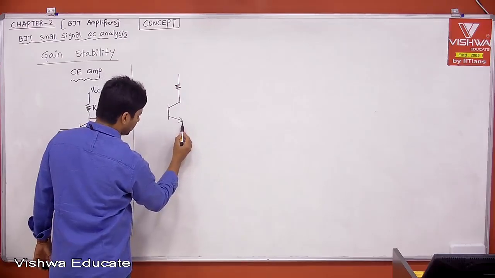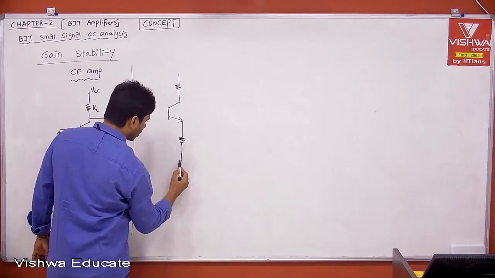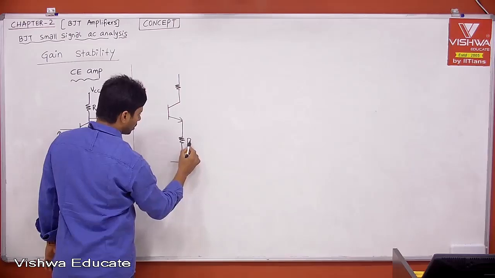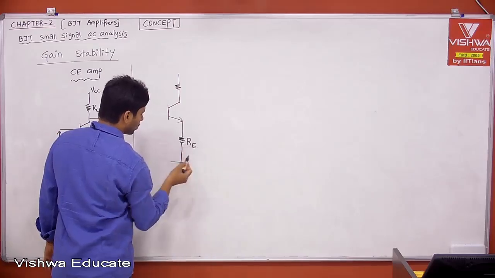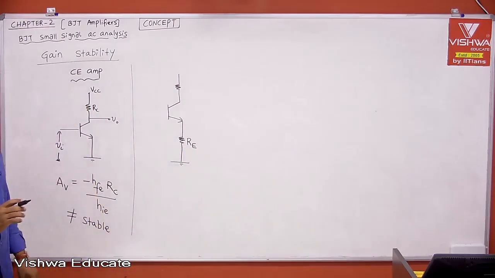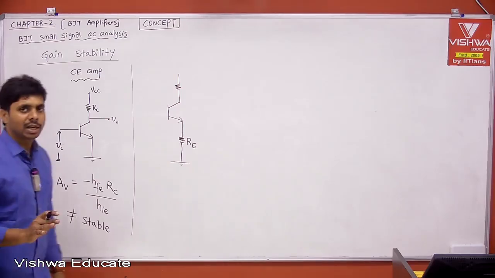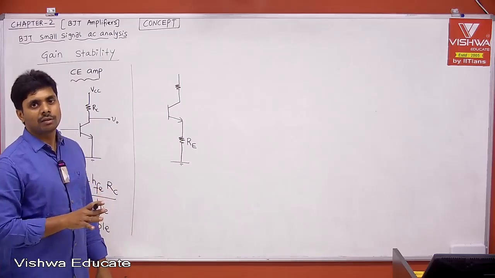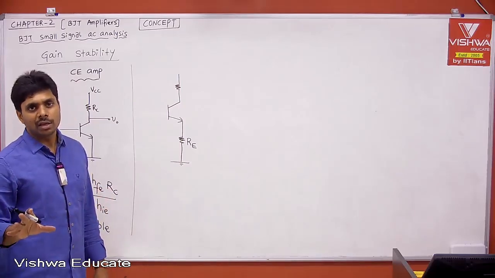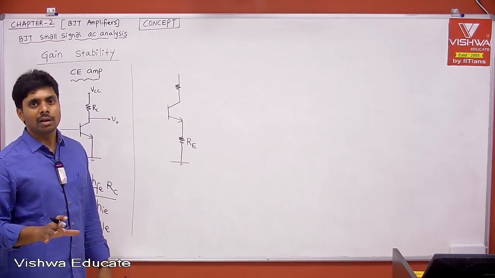Just to improve voltage gain, RE is the feedback resistor, which is going to give negative feedback. But what type of negative feedback? There are many types of negative feedback, but in control systems we always say negative feedback. In circuits we have 4 types of feedback. Those feedbacks I will explain in feedback amplifiers.